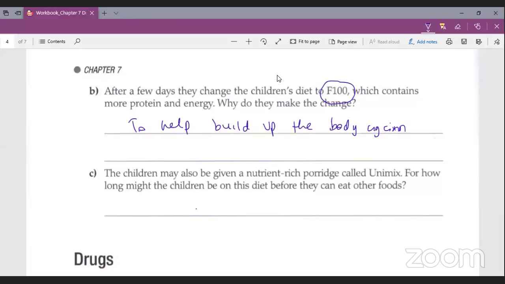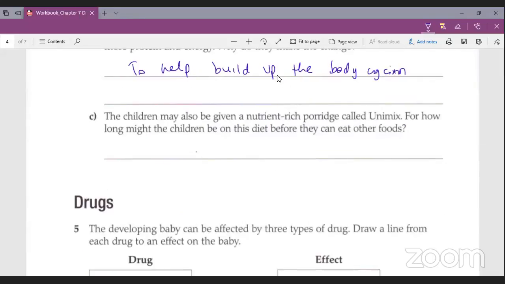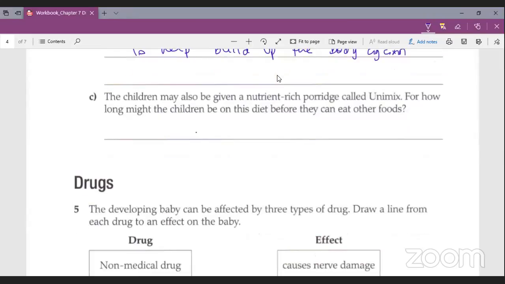Thank you very much. Now the children may be given nutrient-rich porridge called Unimix. For how long might the children be on this diet? They can be on the diet for a few months. Unimix is a porridge, a food which is rich in a lot of nutrients. They give it for around 30 to 35 days, which is around a month.